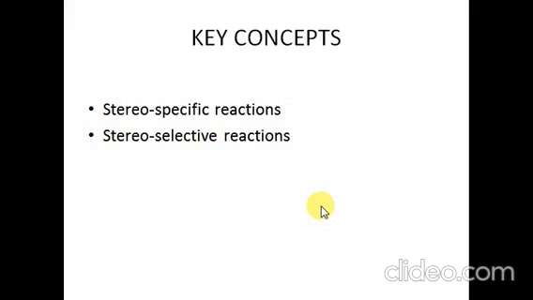Right? So the difference between the specific reaction and the selective reaction is that in a selective reaction we have options, and these options result in formation of products in two different amounts. While in specific reactions, there is no other option, and the indication of a reaction to be specific is that it will result in formation of only one product. Right? So let's consider a few examples of stereospecific reactions.